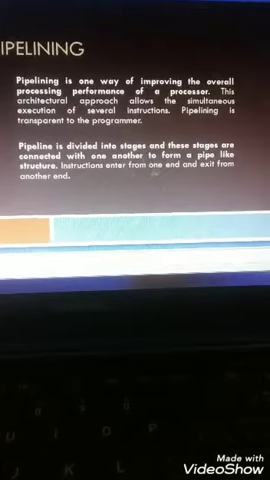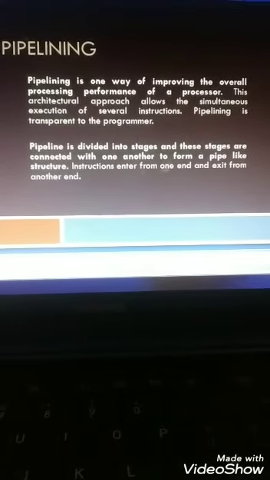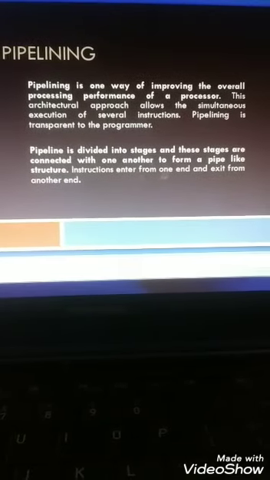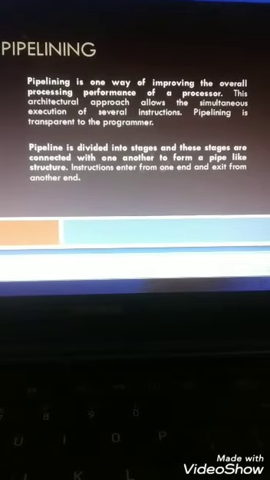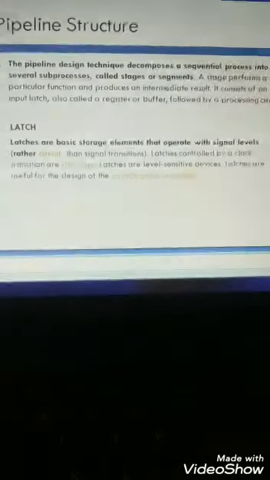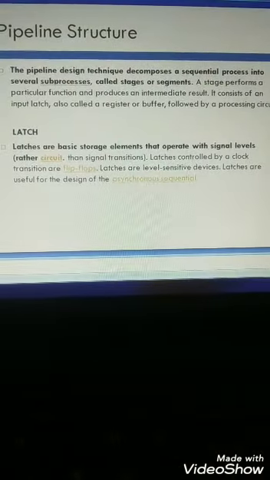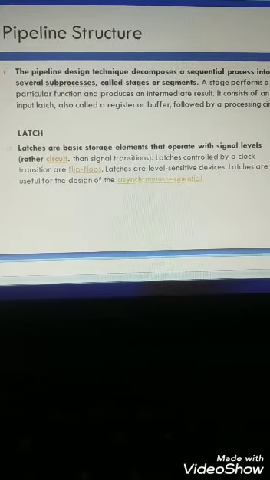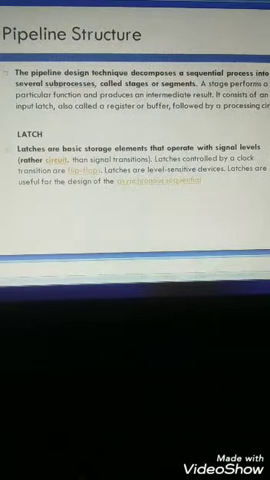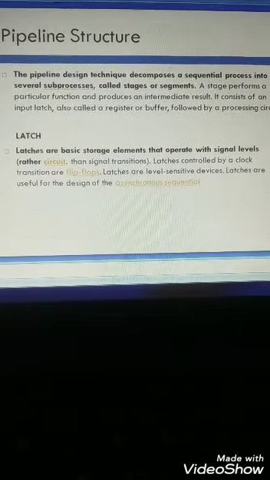Pipelining is divided into stages, and these stages are connected with one another to form a pipe-like structure. An instruction enters from one end and exits from the other end. As I already said, the pipelining structure decomposes a sequential process into several subprocesses. These are called the stages and the segments.